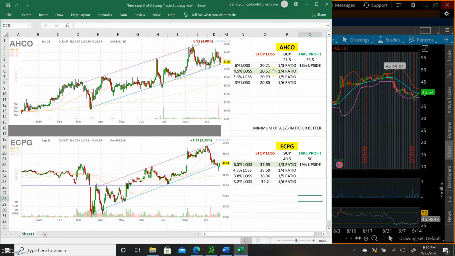So as you can see, we're pretty safe at AHCO at a 1-to-4 ratio, but also it's got a little bit of room to drop as well. So this stock might actually be good to maybe even wait a day or so, but it's also a good trade to trade right now. What I like about this one is it's already on its way back up. It's on its way in that trend for the last couple of days. So that's what I like about this one here.